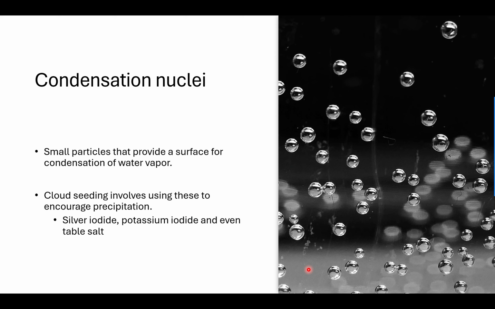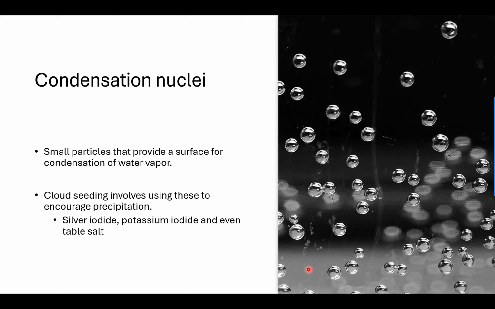So there are a number of condensation nuclei, be it aerosols or other things. However, people started exploiting this phenomenon, that the water vapor needs some sort of backbone like these condensation nuclei to be able to precipitate. So they started this idea called cloud seeding, to encourage precipitation to happen.